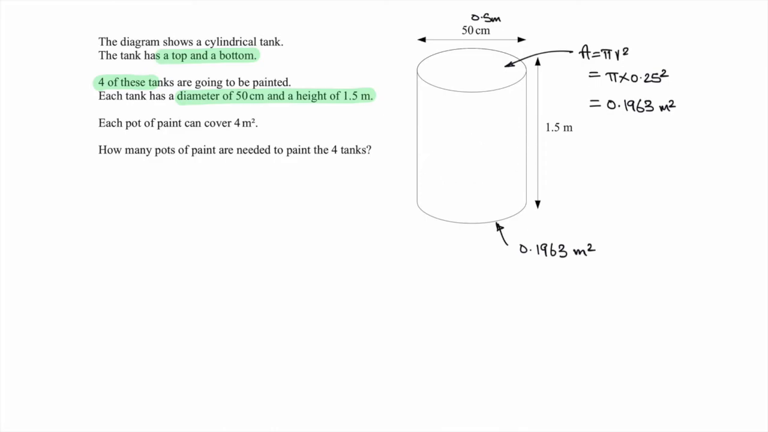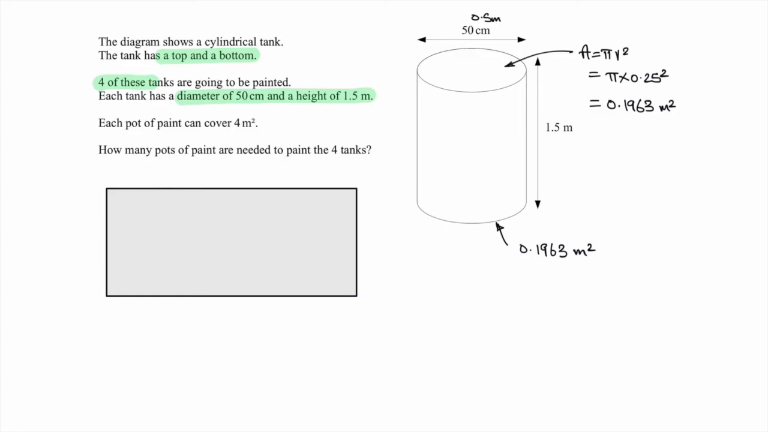Okay, now let's deal with this curved surface. If I take a massive pair of scissors and cut the tank straight down the middle there, what I'm going to end up with is a rectangle, which I am going to quickly sketch out. So it's a rectangle. The length of this rectangle is the same as the circumference of the circle at the top there, and the circumference of the circle is pi d. So this is going to be pi times the diameter to get the length, and the width of this rectangle is going to be the height here, so that's 1.5 meters.